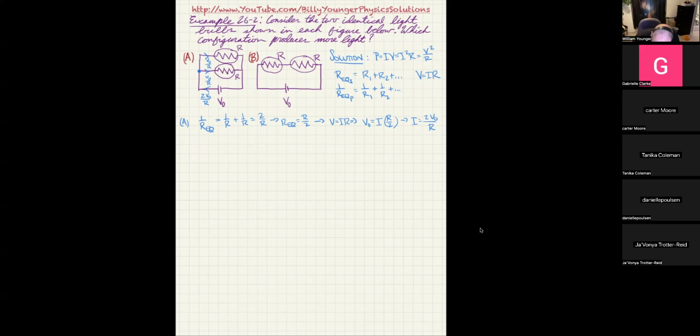So if I want to know the power for one bulb, I could use P equals IV. That would require me to know the voltage across it times the current.